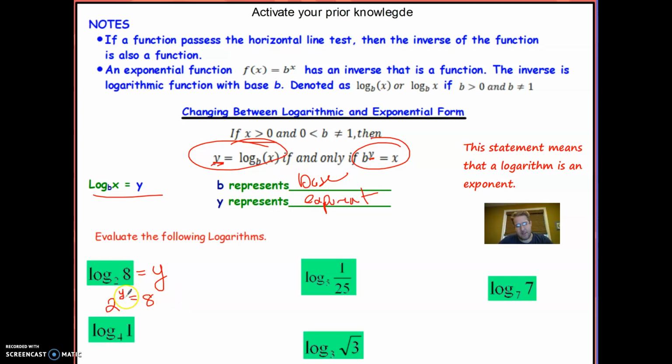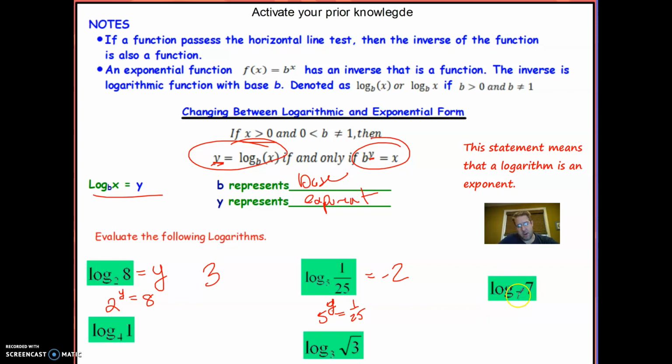Now you can just use your common logic. 2 to the what power is 8? So that would be 2, 4, 8. That would be 3. So the answer is 3. Same logic for this one. 5 to the what power, or I can put a y right there, equals 1/25. Since it's 1/25 and not 25, you know it's going to be a negative exponent, and 5 times 5 is 25. So this answer is -2. 5 to the negative second power is 1/25.